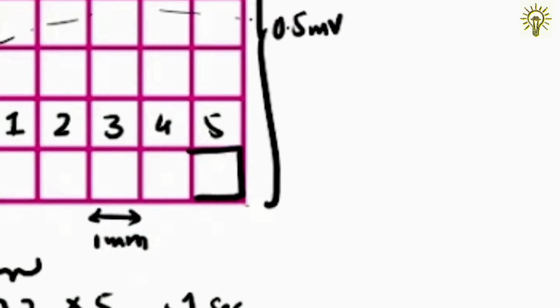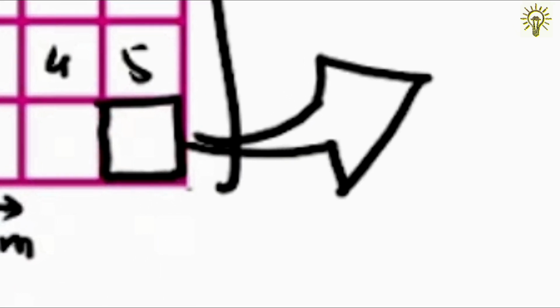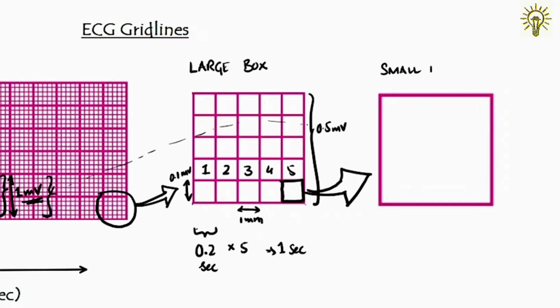Let's further zoom in and see what the small box constitutes. Each small box is 1 millimeter in size. Horizontally, one small box is 0.04 seconds and vertically it is 0.1 millivolts.